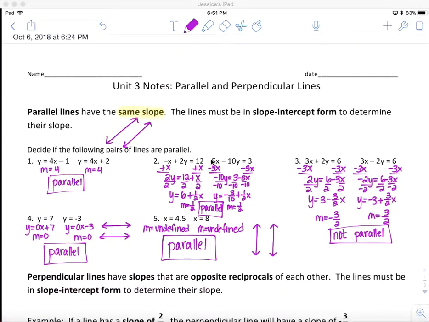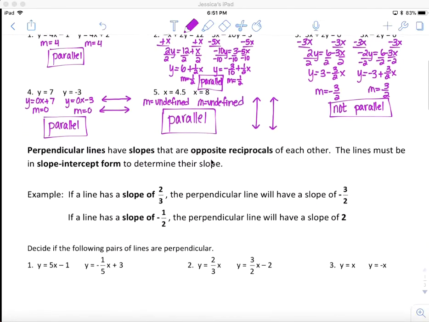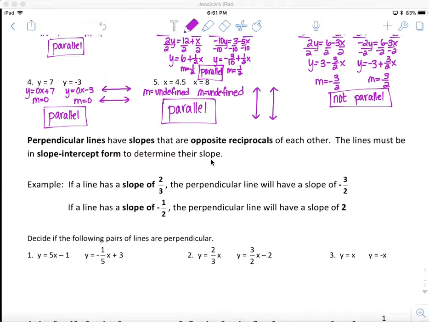So for this first section, all you need to be able to do is determine the slope and then decide if they are the same or not the same. For the second section, we're talking about perpendicular lines. And remember, perpendicular lines are two lines that cross at a right angle. Your lines are going to either be parallel, perpendicular, or neither.